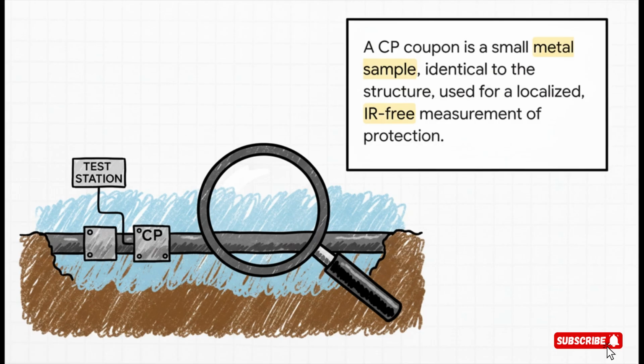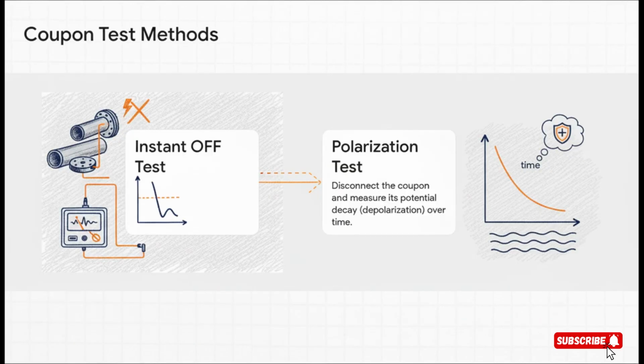It's a small, carefully measured piece of metal that's the exact same type as our pipeline. We bury it in the soil right next to the pipe and wire it up. Because it's so small and we know its exact size, it acts like a perfect little stand-in for the pipeline, giving us a super accurate, localized measurement without those big, messy IR drop errors you can get on the main structure.